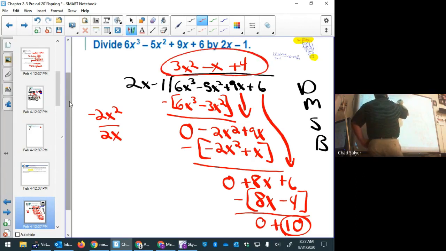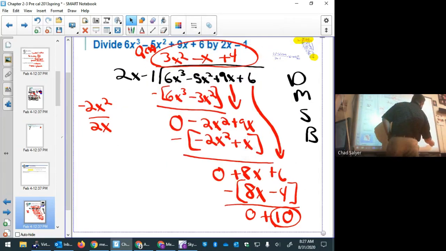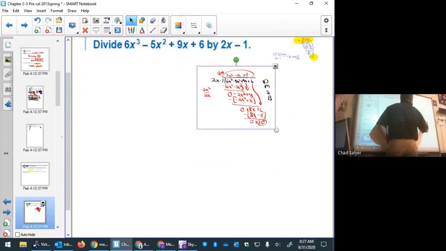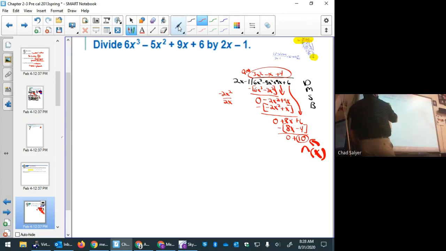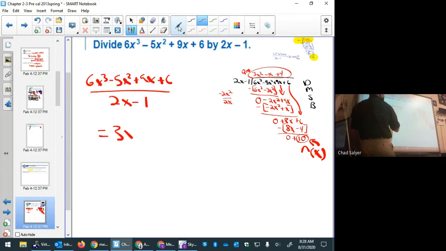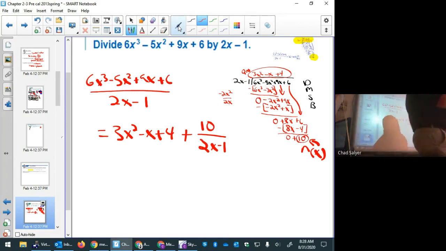We've got a quotient. So that's q of x. There we go. So we've got a q of x, and we've got an r of x. Even though there's no x involved, we can still call it that if we like. So the question is 6x cubed minus 5x squared plus 9x plus 6 divided by 2x minus 1. That's going to equal the quotient 3x squared minus x plus 4 plus the remainder over the original divisor. So the new part for this problem is that remainder divisor business.